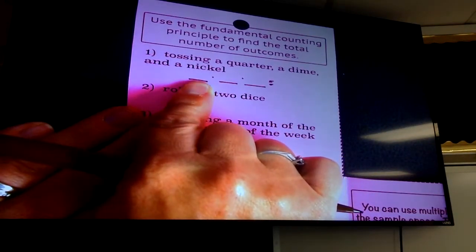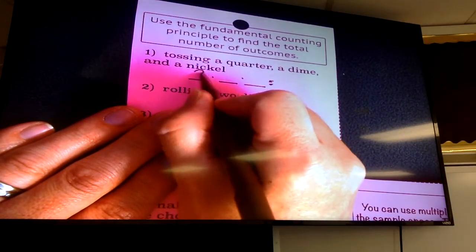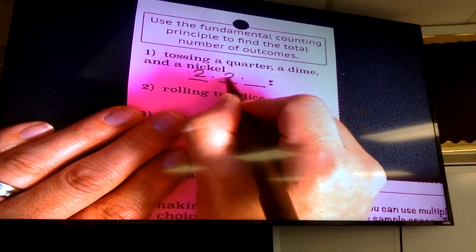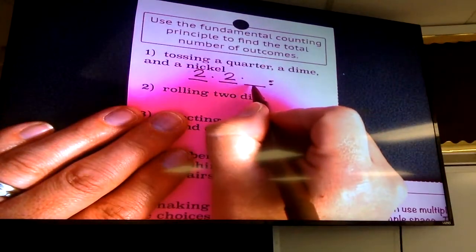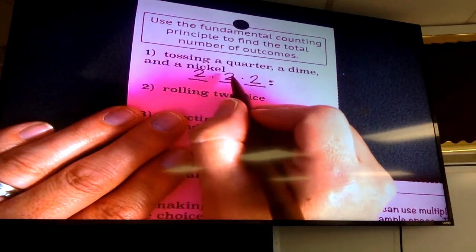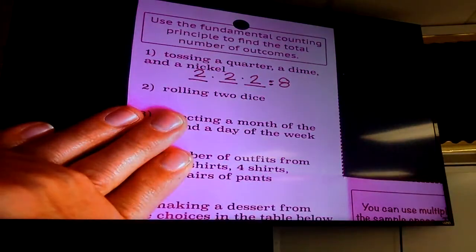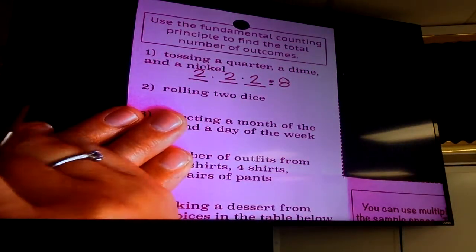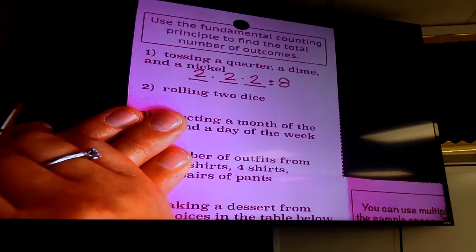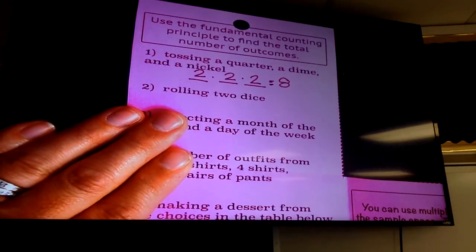When I toss a coin, what are the possibilities I could land on? Heads or tails, so that's 2. When I do it with a dime, same thing, I could get heads or tails. And when I toss a nickel, same thing, heads or tails. 2 times 2 is 4, and 4 times 2 is 8, so there are 8 possible outcomes. That would be something like heads, heads, heads; heads, heads, tails; heads, tails, heads; tails, heads, heads. That's listing all of the different outcomes.